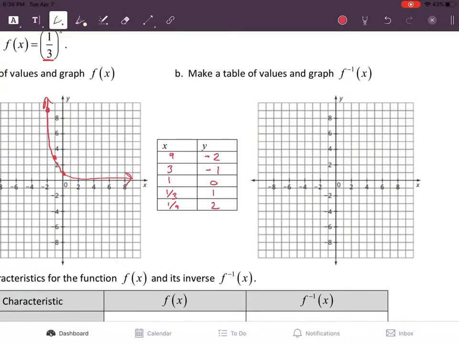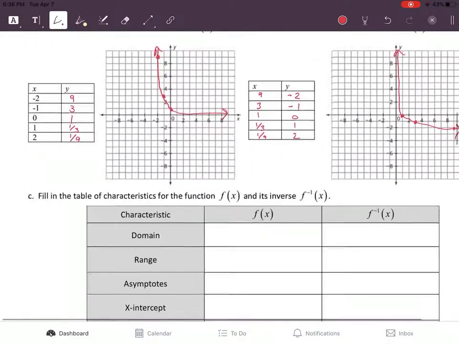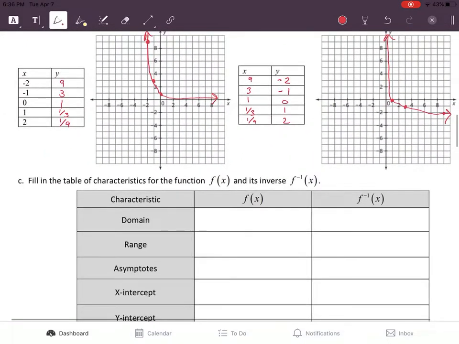So we have 9 and -2. We have 3 and -1. We have 1, 0. And then what is happening is it's going up. Or actually, it's not going up. It's decreasing. But it kind of looks similar to the previous one. Okay, so let's look at our characteristics, my apologies.